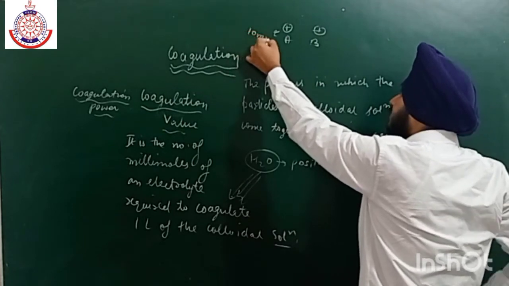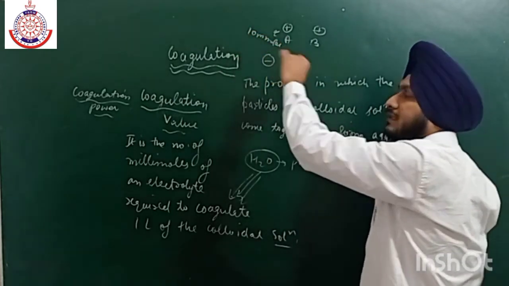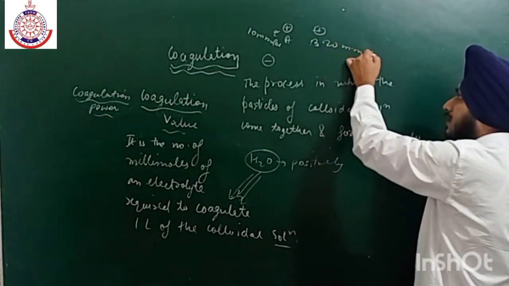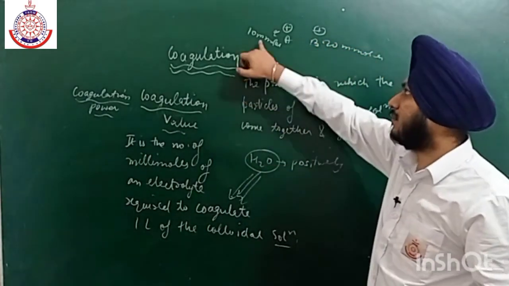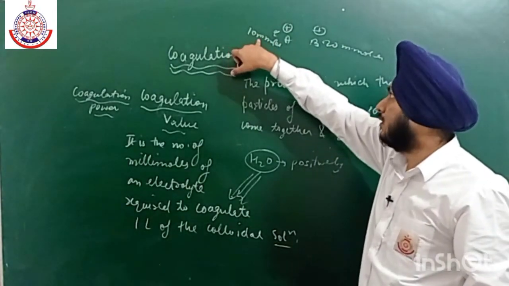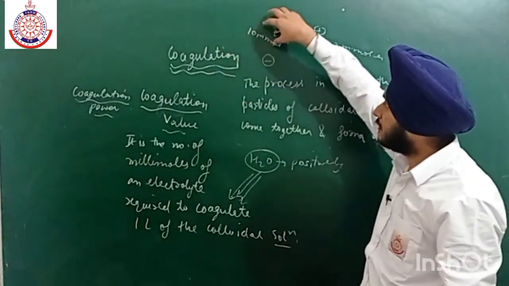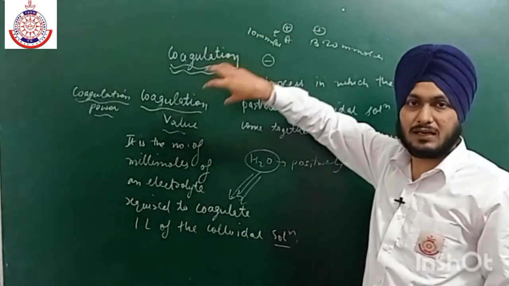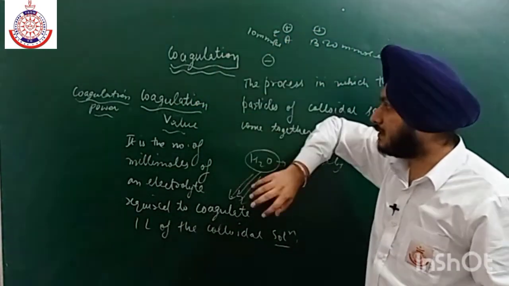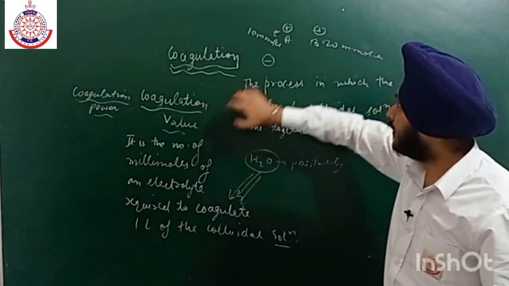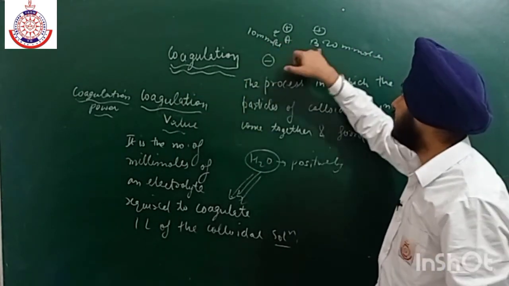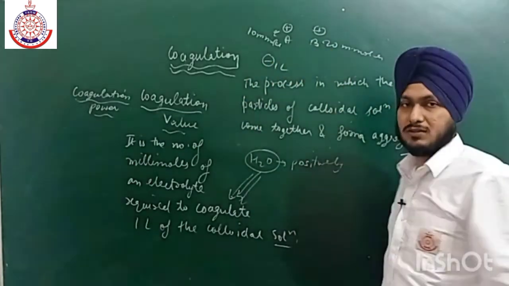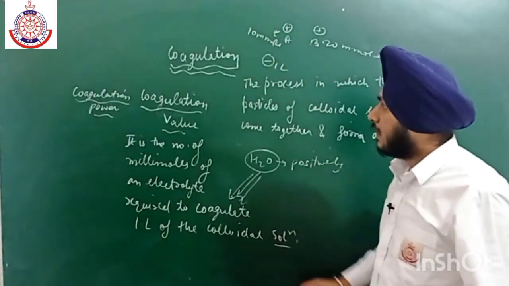Now if 10 millimoles of A is used to coagulate this negatively charged colloidal and 20 millimoles इसके use होते हैं. Now which is more effective? This 10 millimole electrolyte is more effective क्योंकि इसके सिर्फ 10 ने ही क्या कर दिया? coagulate कर दिया. But इसके 20 millimoles हमें लगे इसको coagulate करने के लिए. So it means that the coagulation value for A is 10 and coagulation value for B is 20. Okay, because we have taken 1 liter solution, तो 1 liter के लिए define होती है.